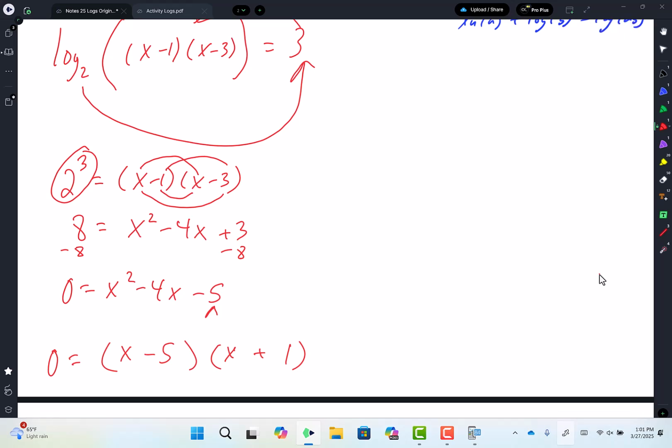The only way this will be 0 is if x equals 5. The only way the output will be 0 is if x is negative 1. So at the moment, you have these two answers. You have x equals 5, and x equals negative 1. I said negative 1, and I just wrote 1. Negative 1. And negative 1.